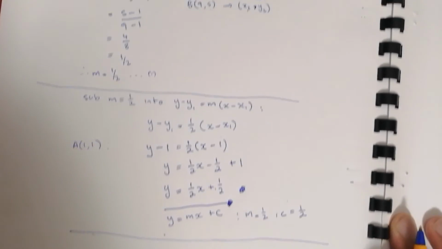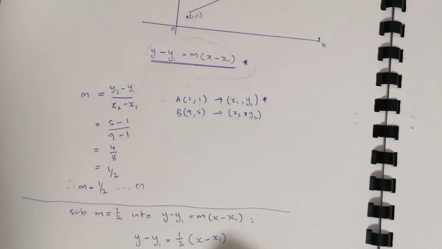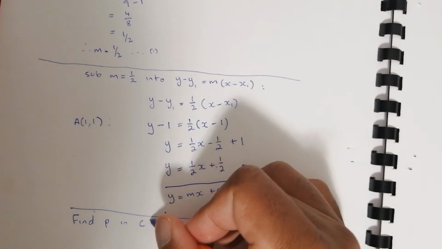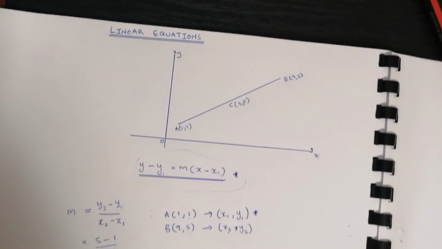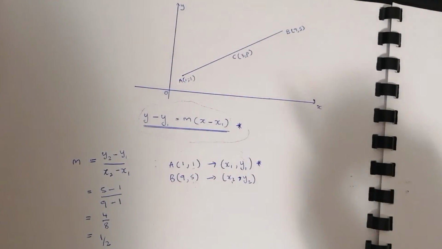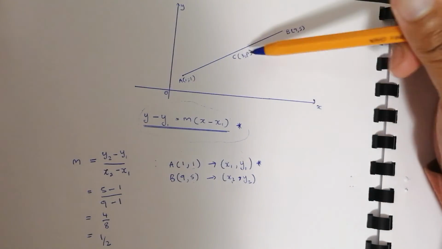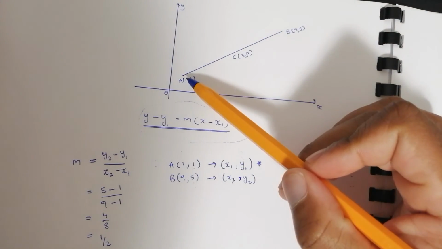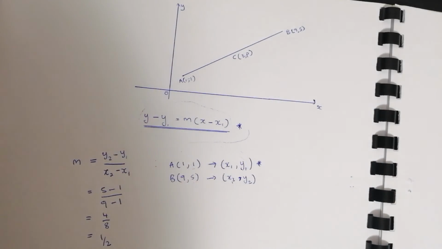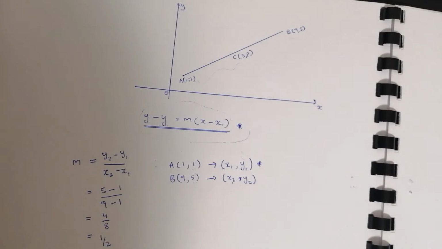Okay. Now that we have the equation of the line, we need to find P. So find P in C(3, P). Before we find C, the first thing that you have to know is that if you have points that lie on the same line, those points are collinear. So A, B, and C are collinear. And what that means is they share the same slope firstly, and then you can use the equation of a straight line to get any of these 3 points.